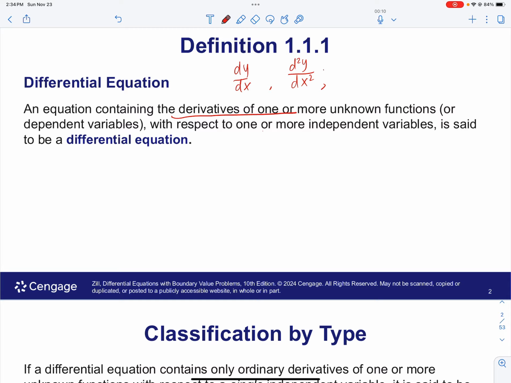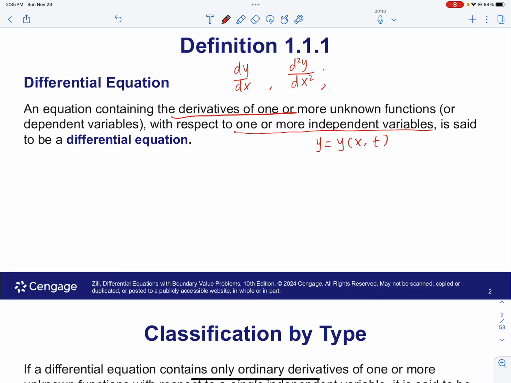And one or more unknown functions with respect to one or more independent variables. Are you with me? So what does this mean? If y is a function of x, one or more independent variables means y can be a function of what? x and t. Are you with me?